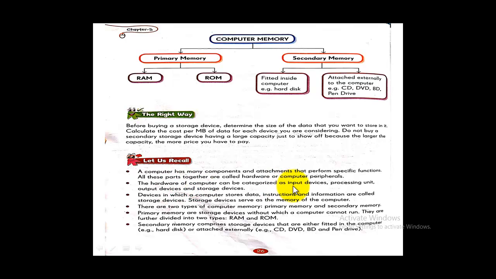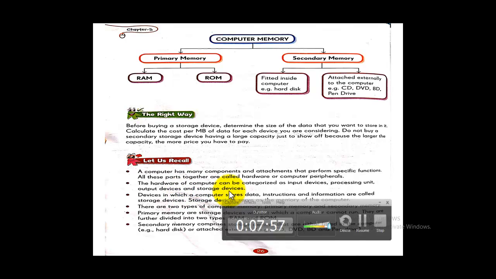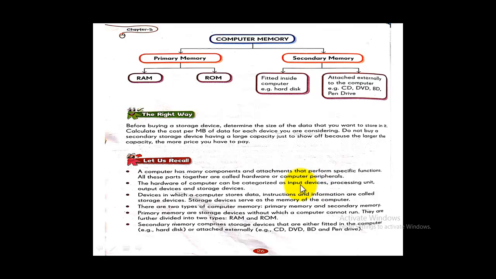The hardware or computer can be categorized as input devices, processing unit, output devices and storage devices. In the second chapter we learned input devices, processing unit, output devices. Now in the third chapter, storage devices. Now we have already known these devices in which a computer stores data.